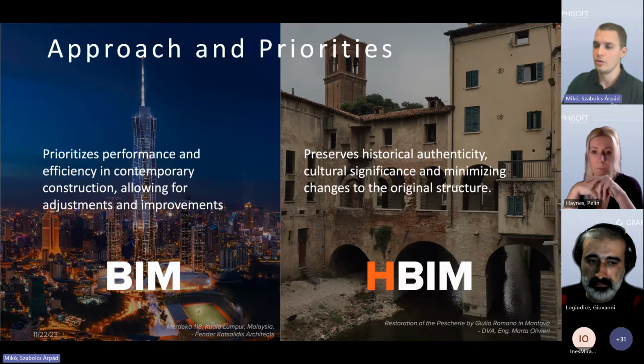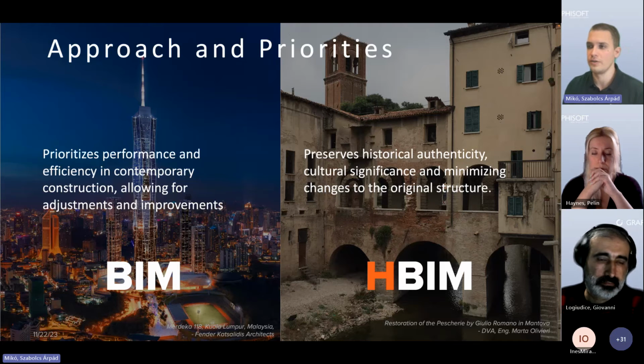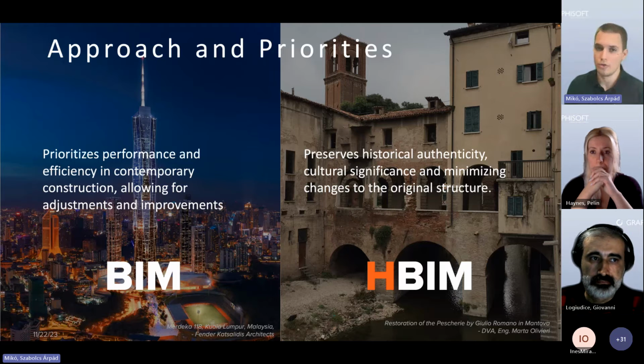The approach to these is also a little bit different. While traditional BIM prioritizes performance and efficiency in contemporary construction, allowing for adjustments and improvements throughout the design and the construction process, HBIM is pretty much focused on preserving historical authenticity. So these are the types of information that we would also have in there, and we are working on making sure that the cultural significance is there, and that it's minimizing the changes to the original structure.